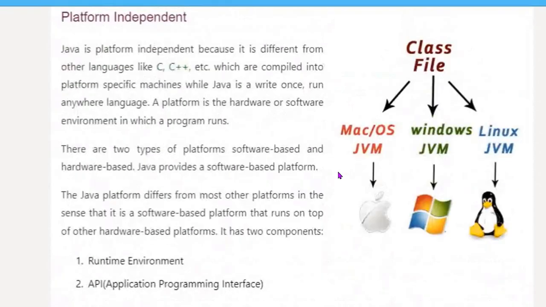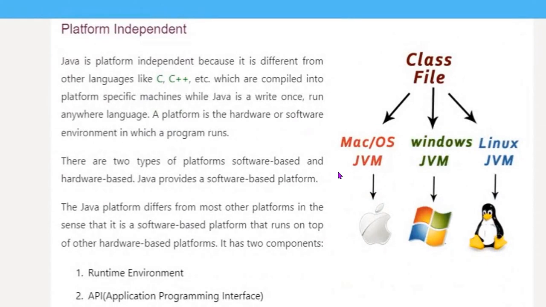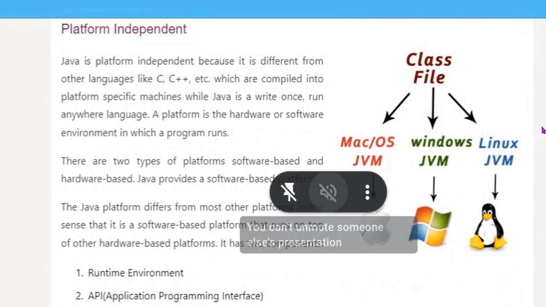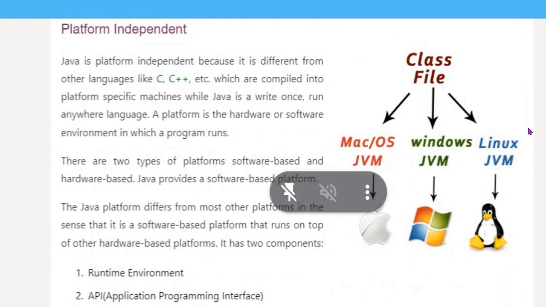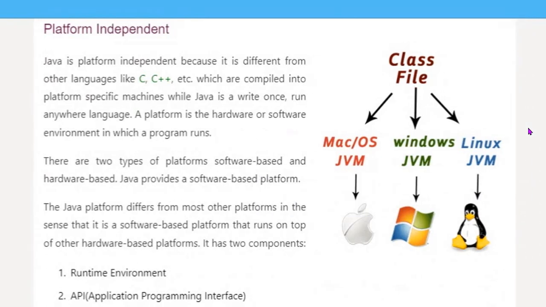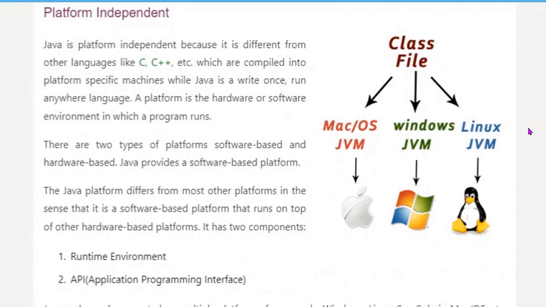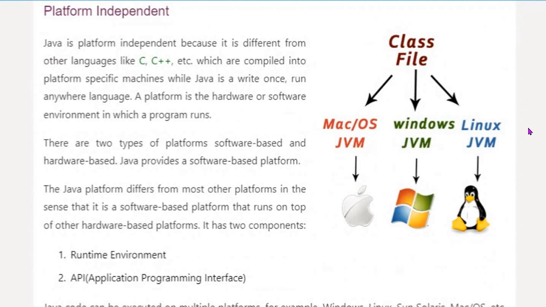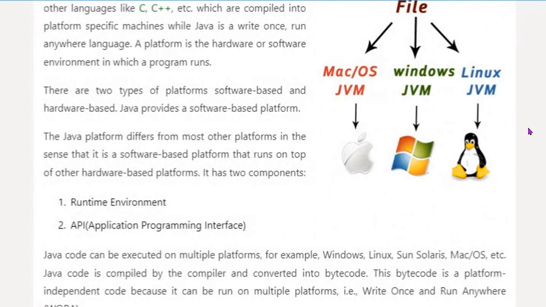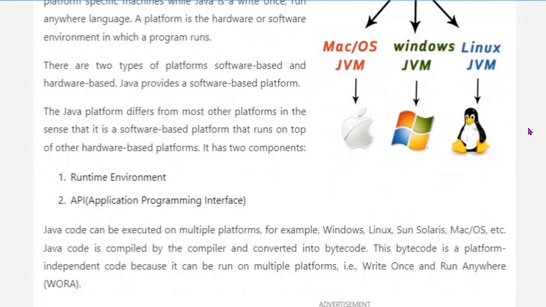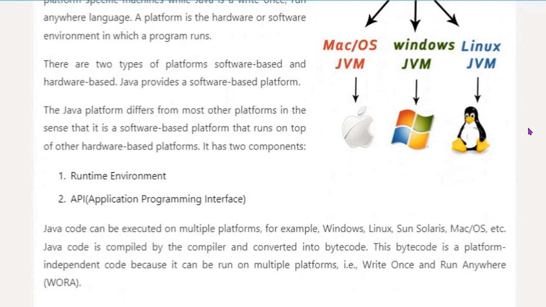Next, platform independent. This I wrote: Java is write once, run anywhere. So Java is a software platform that runs on top of other hardware based platforms. Java code is compiled by the compiler and converted into the bytecode. Java has the runtime environment and the API, so that's why we call it a platform also. This I understood from platform independence.